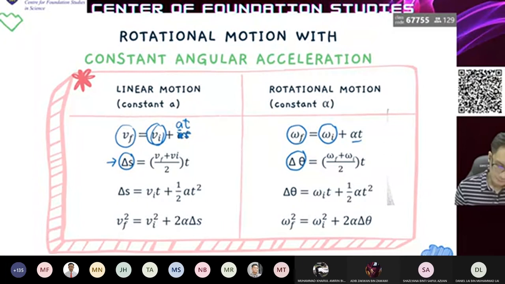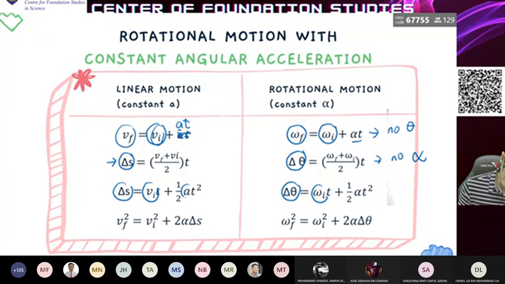Okay, and then this one we know, this one has no s, no delta t, no theta, and this one has no angular acceleration. And then delta s equals v initial t plus half a t to the power of 2. So delta s corresponds to delta theta, v initial corresponds to omega initial, and a corresponds to alpha. So this one, there is no omega final. And then the last one, v final to the power of 2 is equal to v initial to the power of 2. Same, this corresponds to omega final, and v initial corresponds to omega initial to the power of 2.